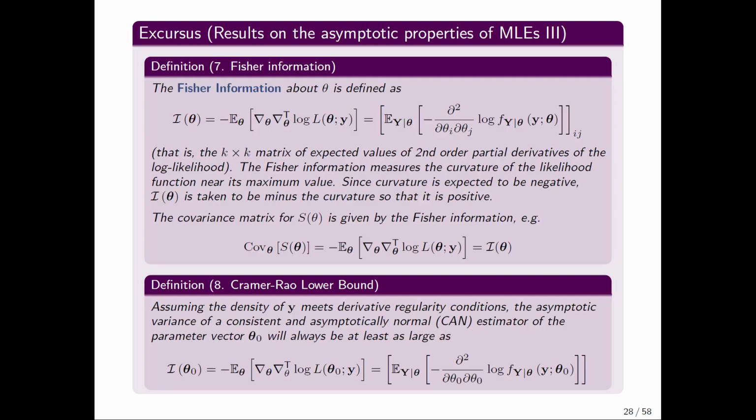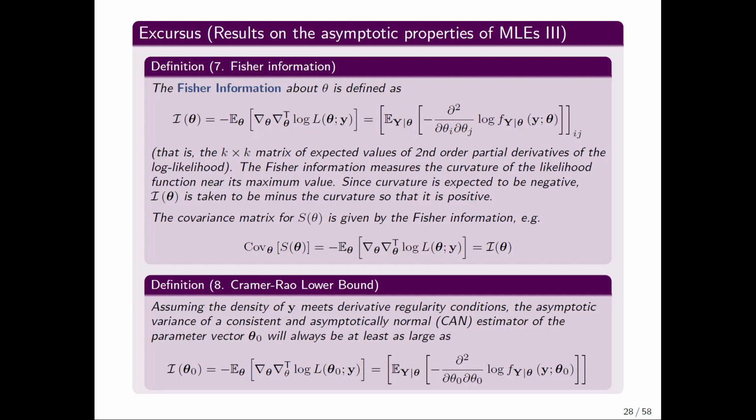To think about this intuitively, the more sharply curved the likelihood is around its peak, the more information the data carry about a parameter. And a useful additional fact is that the covariance matrix of the score is actually given by the Fisher information. Second definition I've used is the Cramer-Rao lower bound.